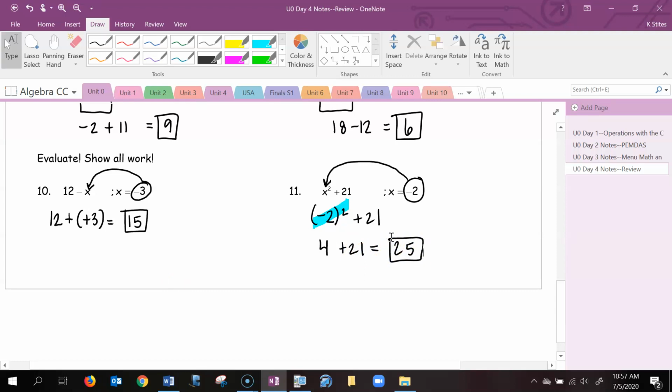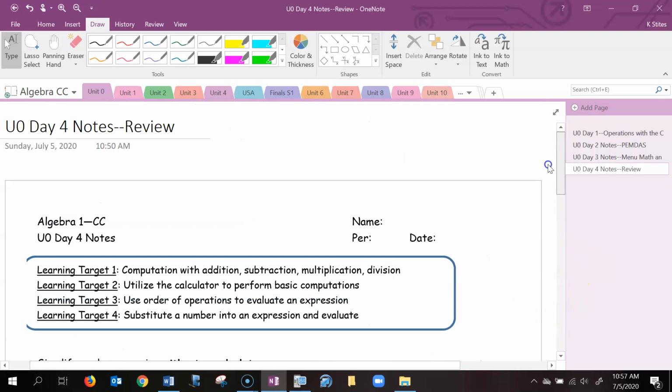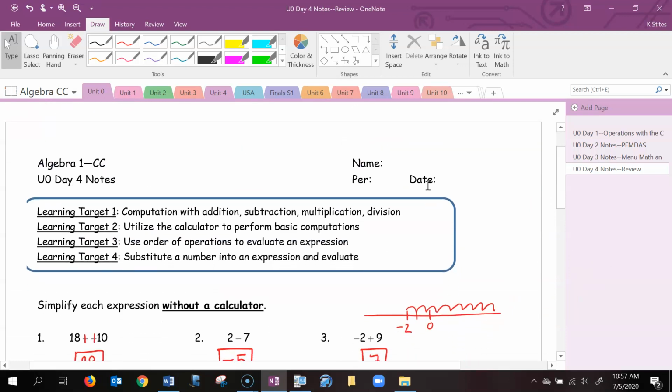All right, so that was just a little review of what we spent the last few days on, and hopefully this helped summarize our skills from the last 3 days.